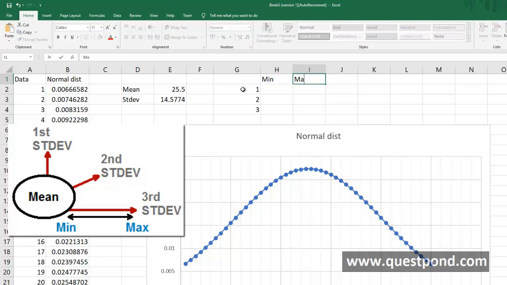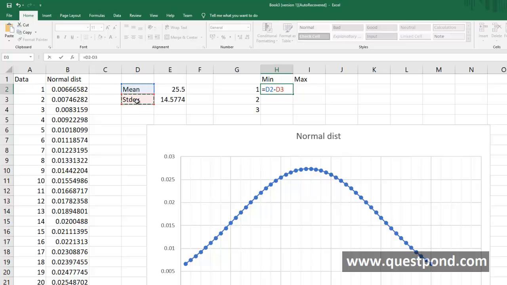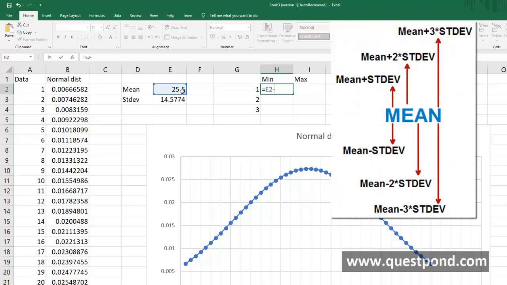I'll say mean and a max range, as an output here. So the first standard deviation says that from the mean, the minimum is mean minus the standard deviation. Let us go ahead and put a dollar sign here because we're going to use this again and again, right? And the max says the mean plus the standard deviation. So this is the first standard deviation. You can see the range of the first standard deviation is 10.9, approximately 11 to 40, right?